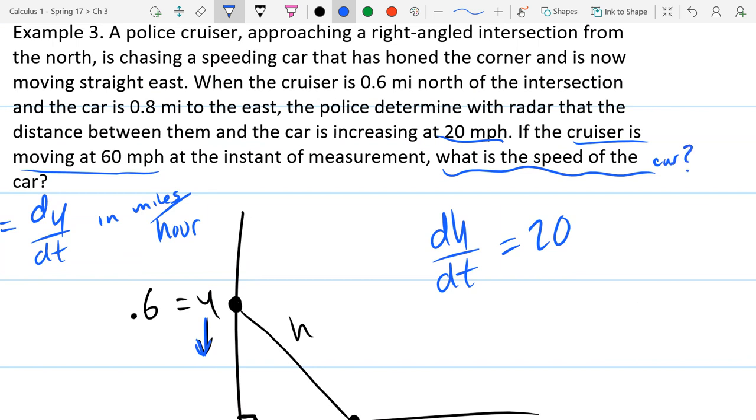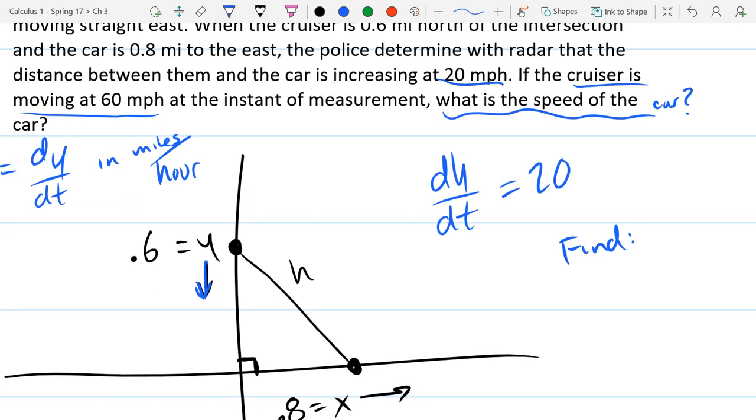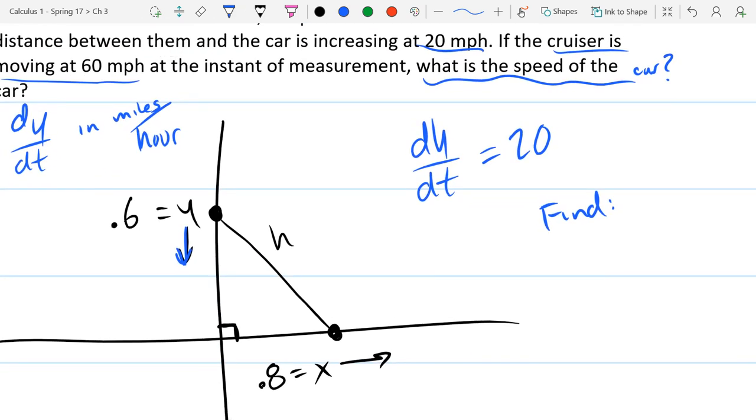So what are we trying to find? What is the speed of the car? So what variable represents the car's position? So how do we take the car's position x and get the velocity or the speed? Derivative. So we're going to find dx over dt.